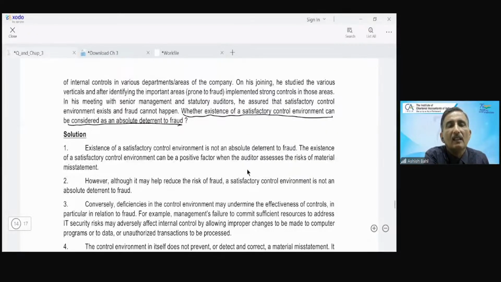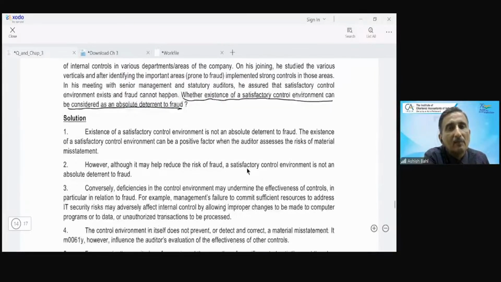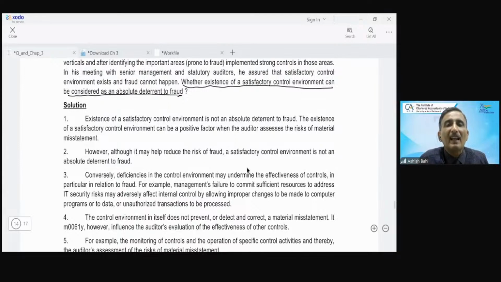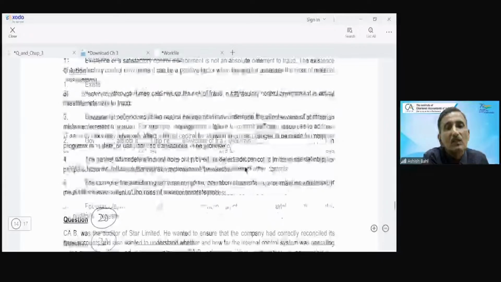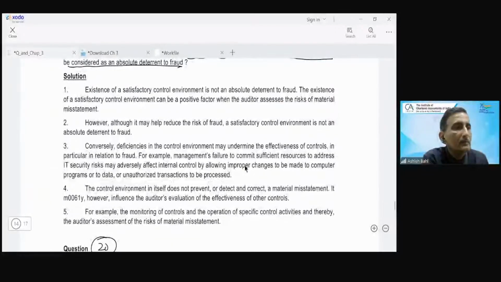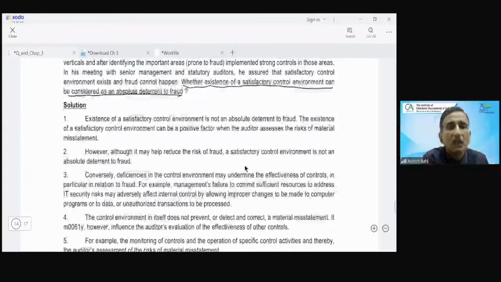So you would write that the presence of a satisfactory control environment is not an absolute deterrent to fraud, although it is a positive factor, but frauds can still happen. However, if the reverse is true, that there are deficiencies in the control environment, then it is more prone to fraud. So the control environment in itself doesn't detect and correct a material misstatement. But if the controls are satisfactory, then it gives a positive signal to the auditor about the effectiveness of control. That is only so much. Yes, Gurmeet, you are also writing correctly.